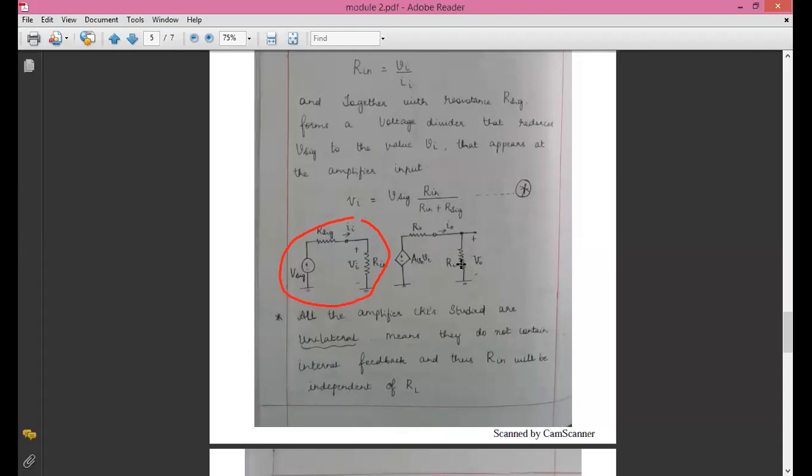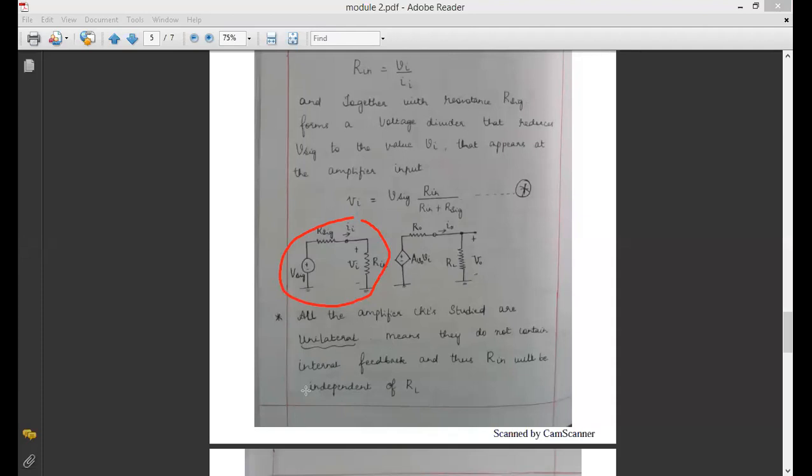So here we have got the output voltage V naught. So V naught by VI becomes the voltage gain AV, which is given by AV naught into RL divided by RL plus R naught. This we have got, V naught by VI. Now I have to find VI by V signal. So VI by V signal is again obtained by V signal into Rin divided by Rin plus R signal.